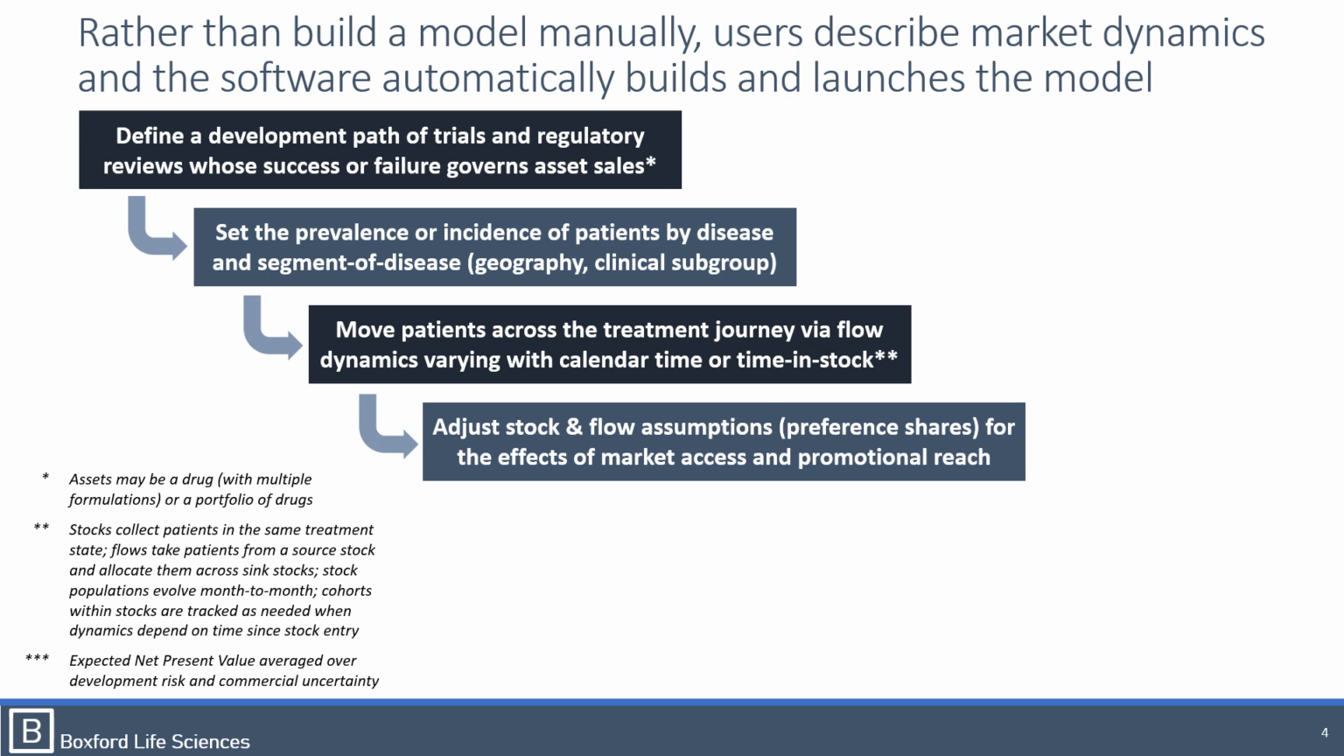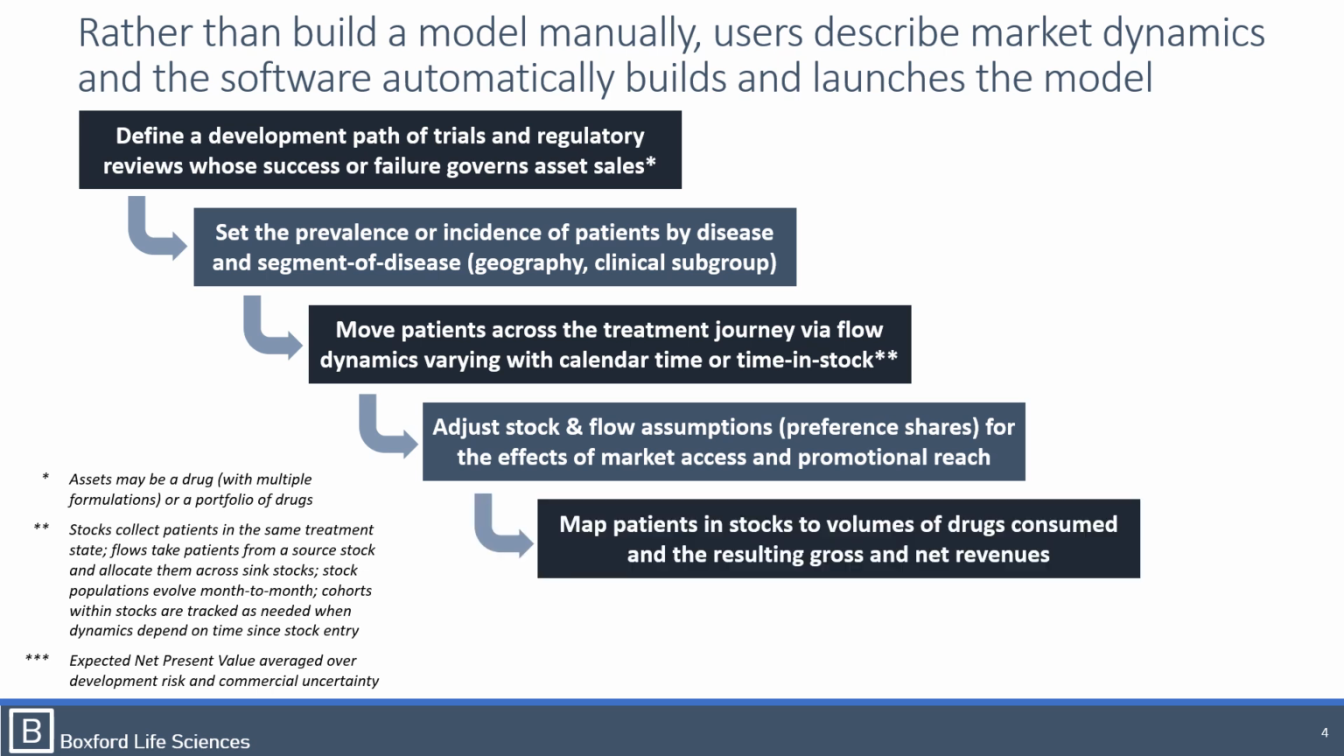We can adjust these stock and flow assumptions, which are typically set first on the basis of preference shares, for the effects of market access by payer and for promotional reach, to reflect the kind of commercial investments that we make to support the product through marketing and sales.